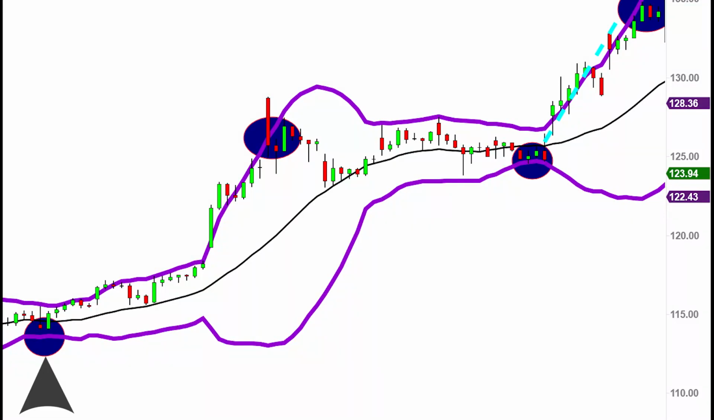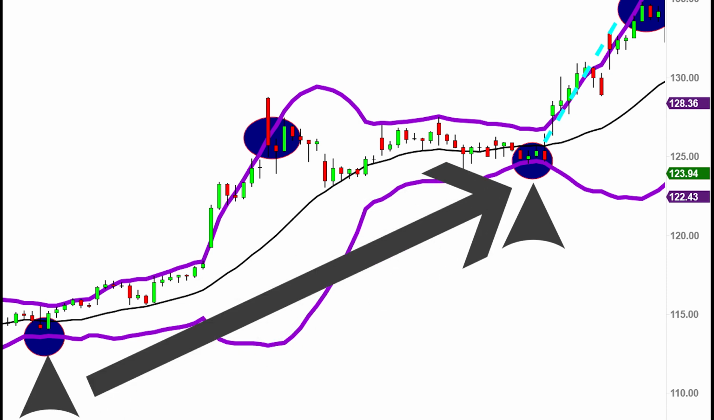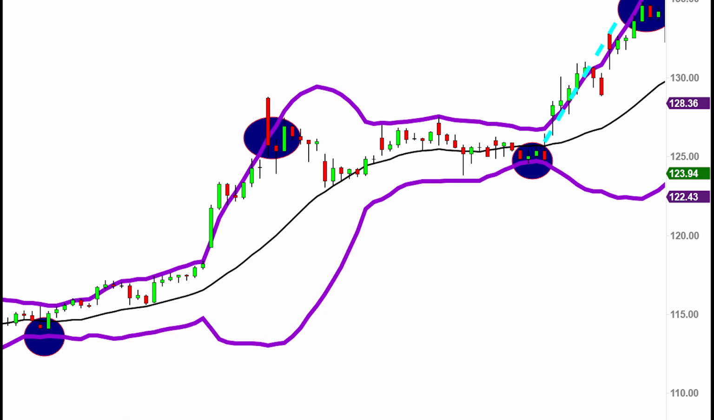In an uptrend, the price will leave the lower band, touch the upper band, and then return back to the lower band. If the price is touching the lower Bollinger Band, you can reference the most recent touch of the lower band. If the price is currently higher than it was the last time it touched the bottom Bollinger Band, or the lower band, then you are in an uptrend.